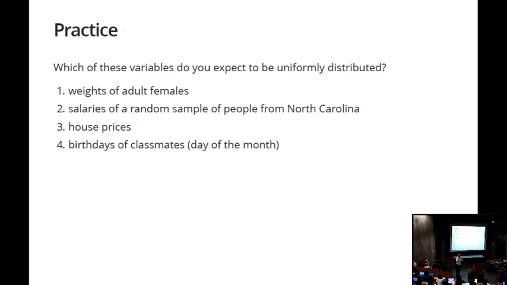The weights of adult females, the weights of adult males, they cluster. And we get symmetric bell-shaped distributions. So that one is out. Salaries of a random sample. We've already talked about this. Do you expect salaries to be flat? No, we get clustering in the middle, and then we get long tails with really, really rich people.